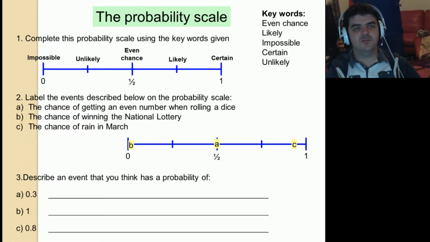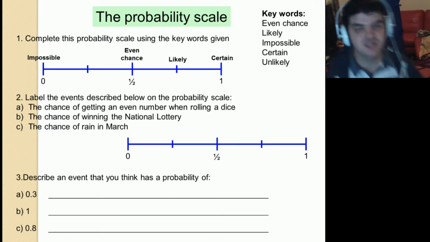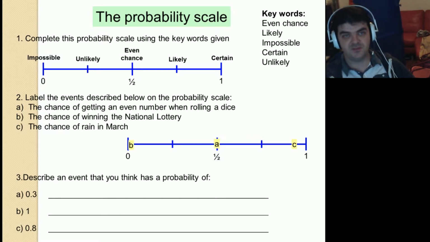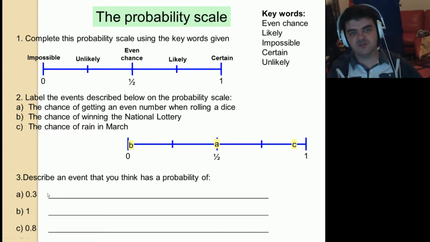And we've got to label the events given below on the probability scale. So the chances of getting an even number when rolling a die. Sorry, getting an even number is 3 out of 6. So you can roll a 2, 4, or 6. So it'll be 50-50. Chances of winning the lottery are nearly impossible down there. And the chances of rain in March are quite likely, because we live in Northern Ireland and it rains an awful lot. If you want, you can describe an event you think is a probability of about 0.3.